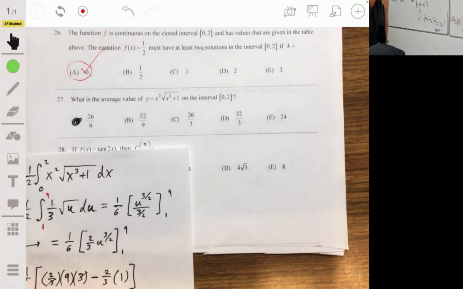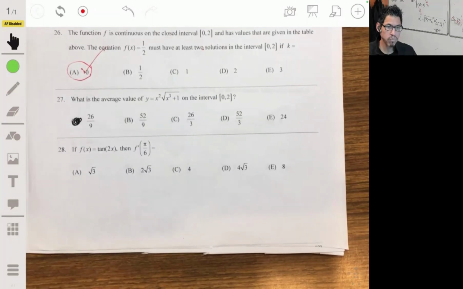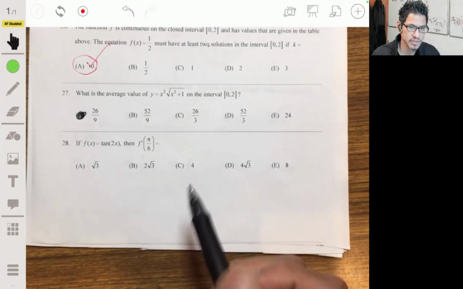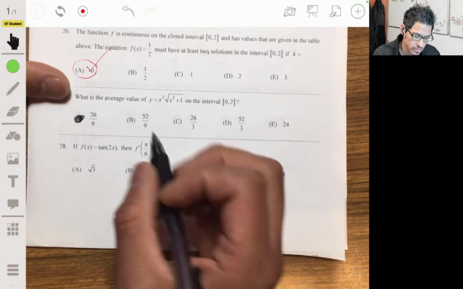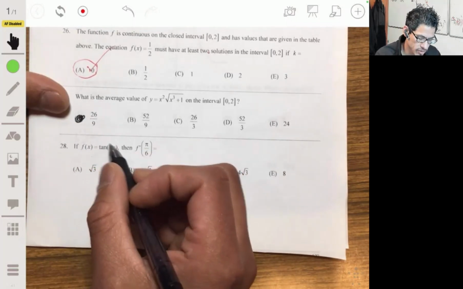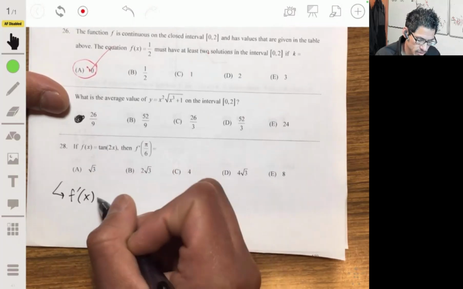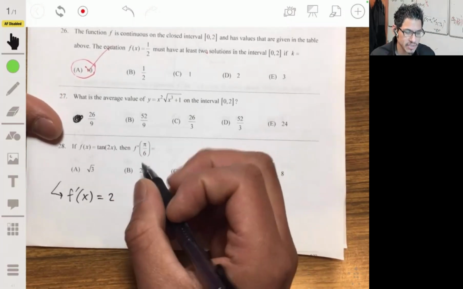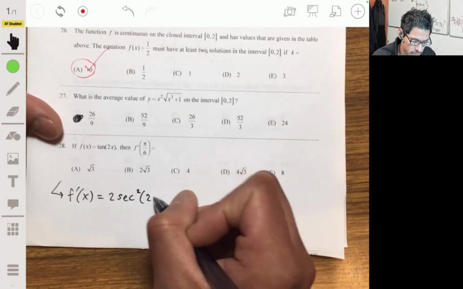All right, last one. 28. We have, if f of x is the tangent of 2x, then f prime of pi over 6 is... all right, so then we just have to find the derivative of this. So using the chain rule, we take the derivative of 2x, which is 2, times the derivative of the tangent function, which is the secant squared function. So it's 2 secant squared of 2x.